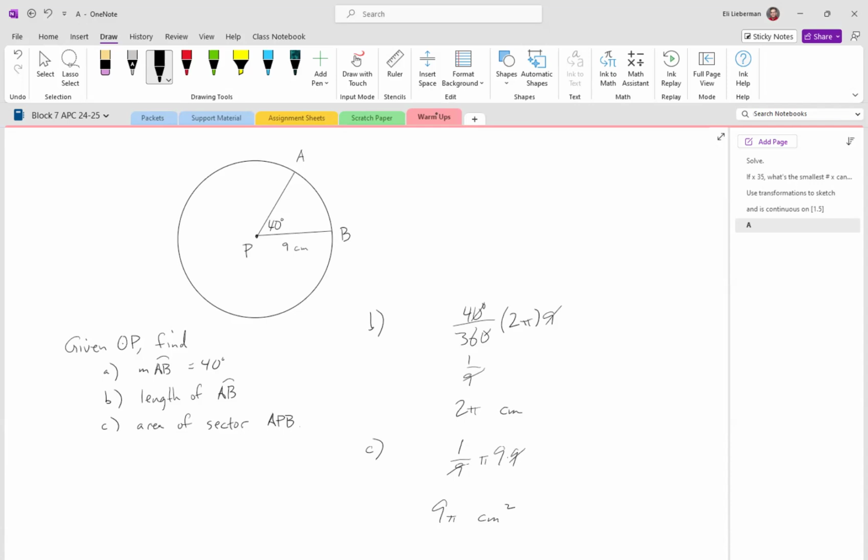Are you comfortable with this kind of thing, the fraction of the circumference, the fraction of the area? And that fraction is, of course, the degrees of the central angle, the measure of the arc, over the total number of degrees in a circle.